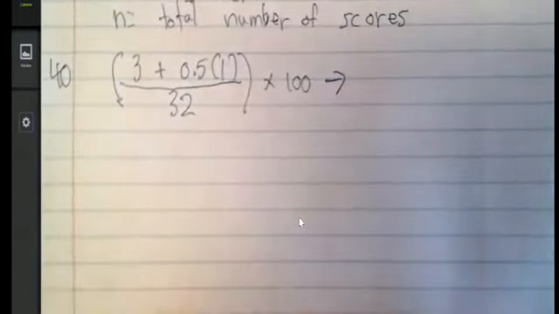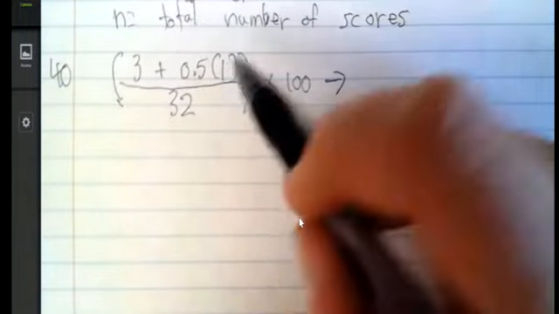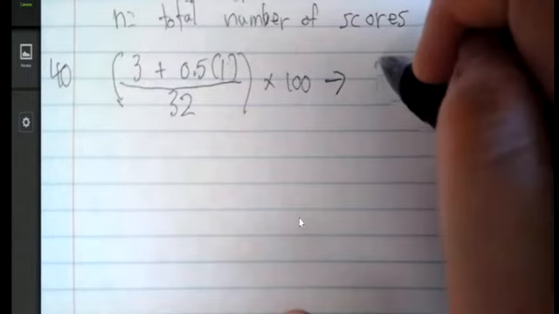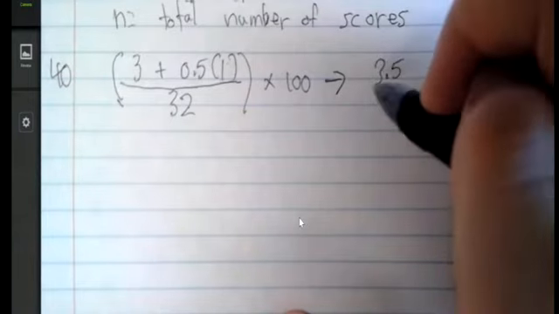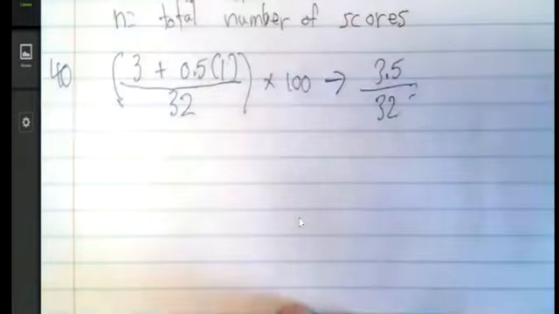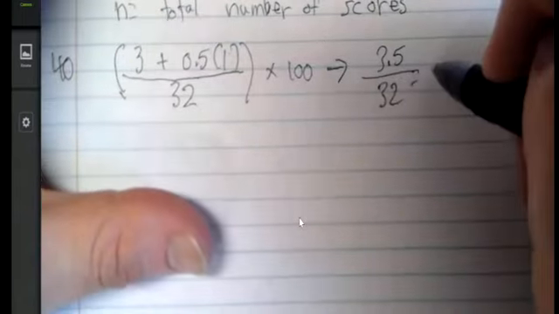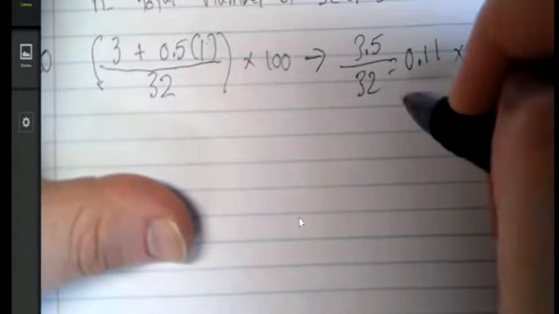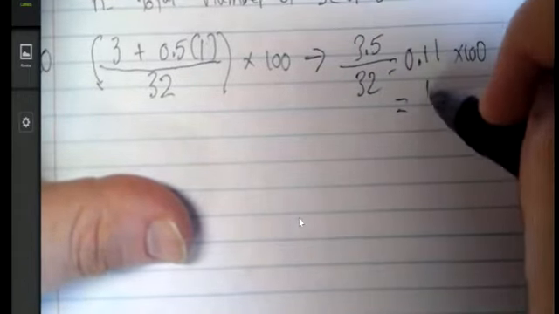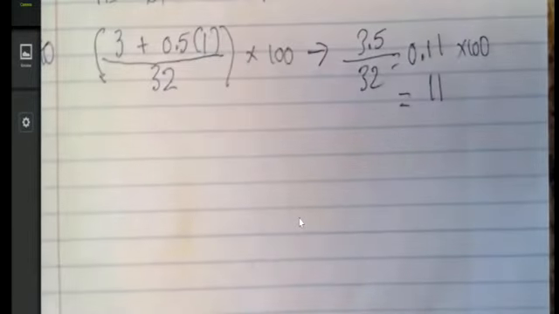Let's do this. 0.5 times 1 is not going to change that, so let's stay with 0.5. So we have 3.5 divided by 32, which is .109, almost 0.11. I'm going to round it to 0.11. Times 100 is, of course, 11. So we have a percentile rank of 11.